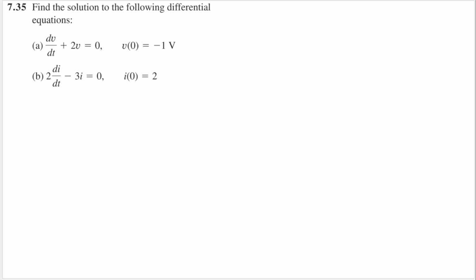So the question is to find the solution to the following differential equations. We are given two differential equations, A and B. Okay, let's start from problem A first. I will rewrite the problem first.